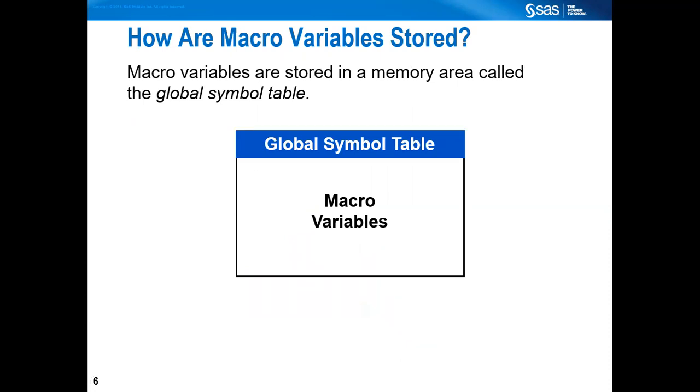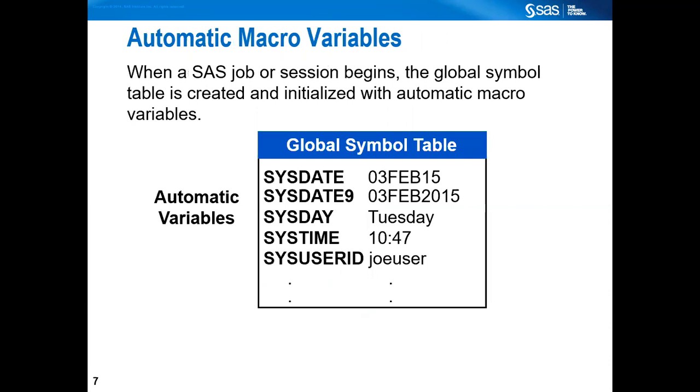So where is this stored? It's stored in memory, and the area of the memory is termed the global symbol table. So macro variables are stored in a memory area termed the global symbol table. By default, whenever we start our SAS session, we have system-defined macro variables, which are saved by default in your global symbol table.